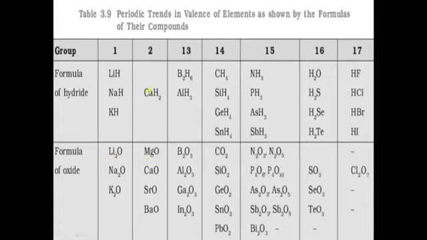In the same way, when second group elements combine with oxygen, they form oxides, and these are the oxides. Here oxidation state of magnesium is +2 and oxygen is -2. The most stable oxidation state of oxygen is -2. So you will observe that in these oxides, the oxidation state shown by oxygen is -2.